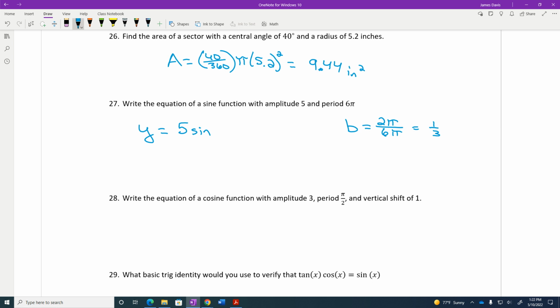So that's our B, 1/3. Now for this in parentheses x. There's no shift up or down, so that's it. 5 sine of 1/3 x.